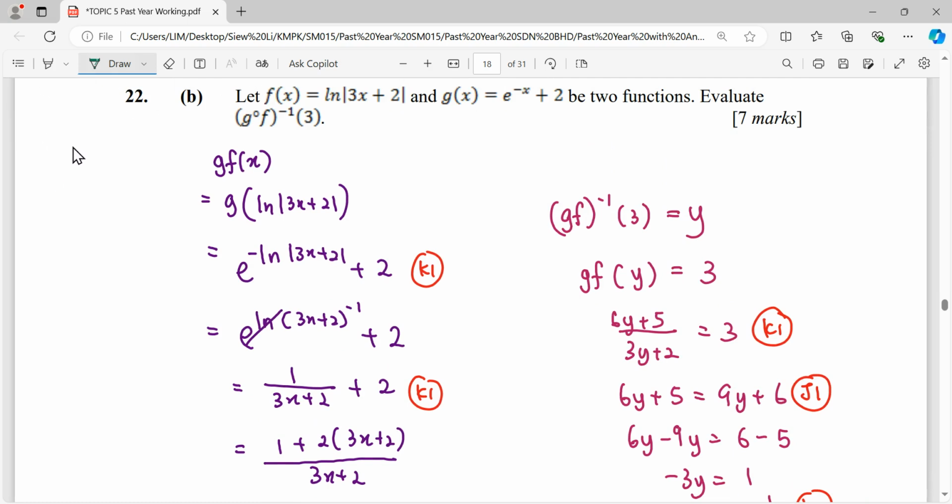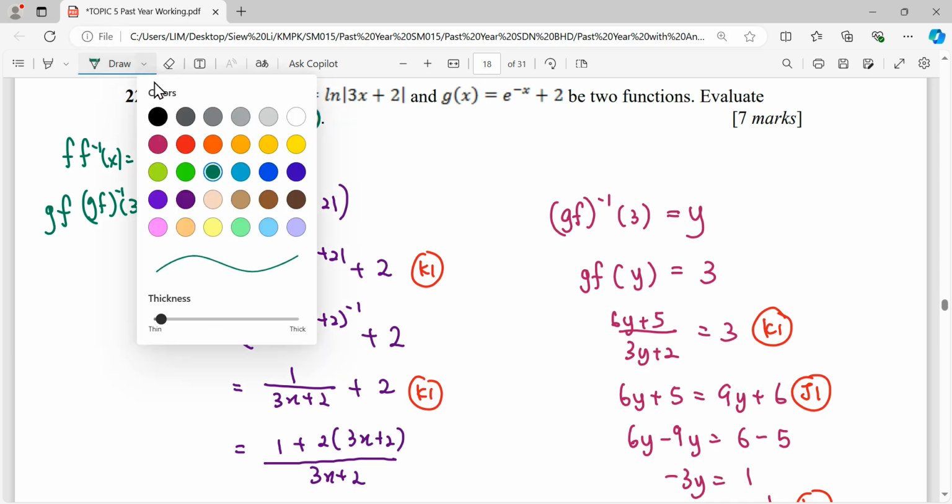If you have f inverse, we said f inverse maps the object back to the x. So if you have a composite inverse, it means that this composite inverse needs to be composed with its gf, then mapping back to its x. So the x we want here is the value of 3. Therefore, it will be gf of gf inverse 3, so mapping back to its 3.